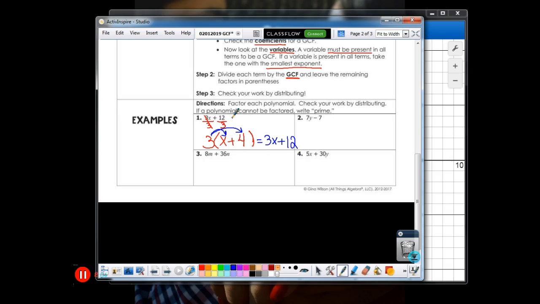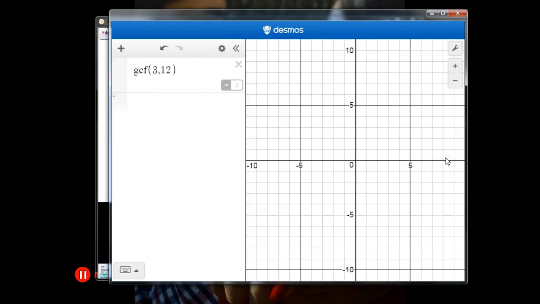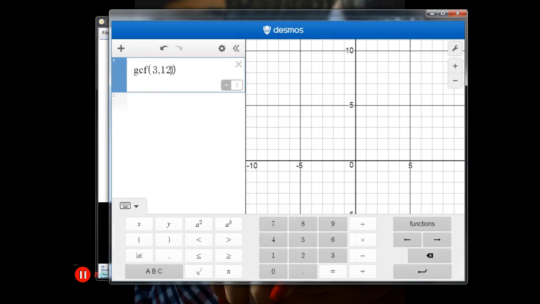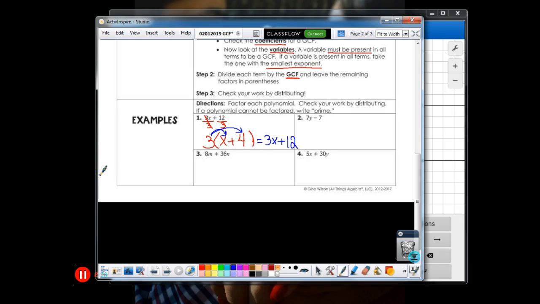Alright, so let's look at number 3. So same thing, we're going to go to Desmos, and we're going to type in our 2 coefficients. So our 2 coefficients are 8 and 36. Okay? So my GCF is going to be 4. My greatest common factor is 4. Okay, so I'm dividing by 4. Now, M. Is there an M over here? No. Okay, so I can't divide by an M. Now, N. There's no N here, so I can't divide by that either.